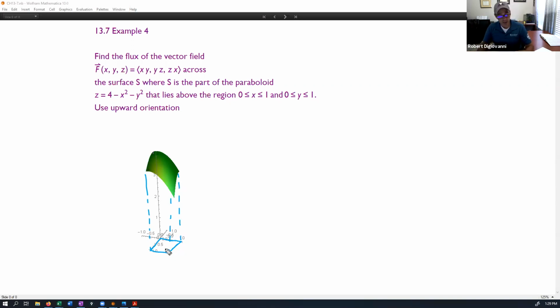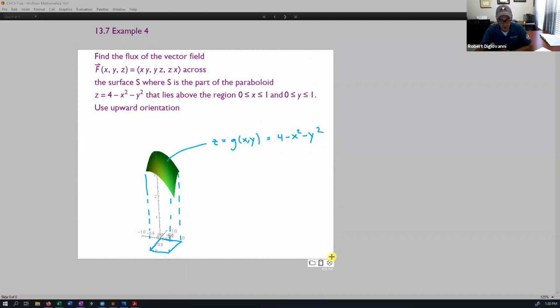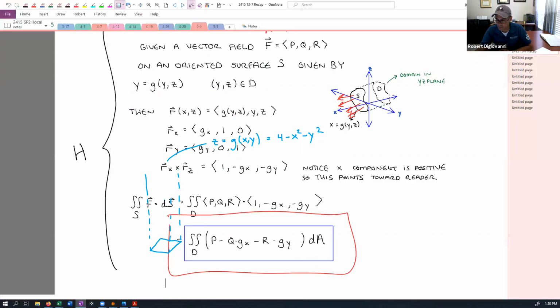So what you have to see here is that this z is some function of x and y. Our surface is very special. It's not like the sphere where we had r of u, v. This is a function of x and y, 4 minus x squared minus y squared. Because of that, I can use a different formula than the one we used in the previous problem. So let's do it.